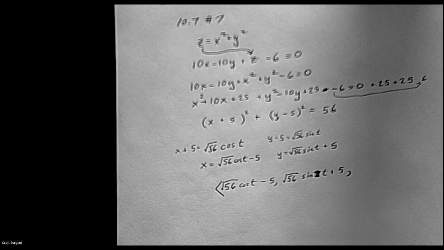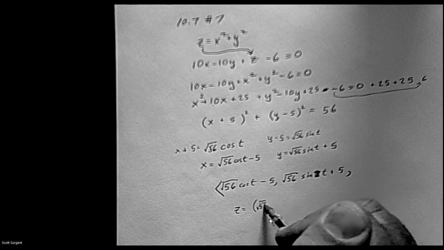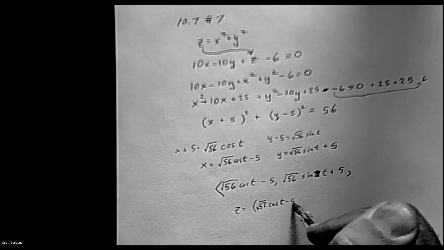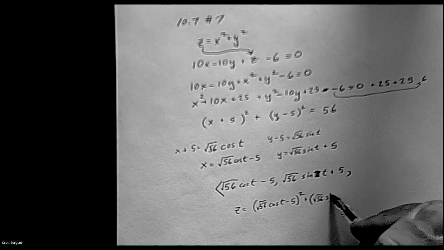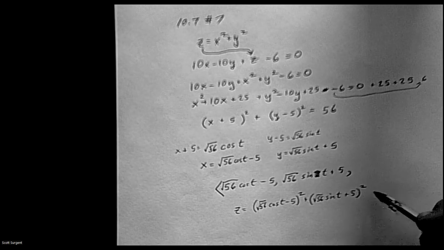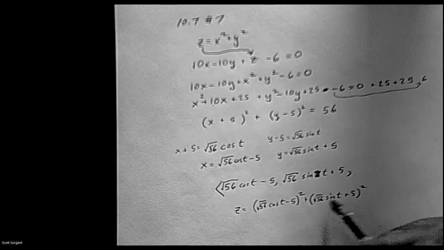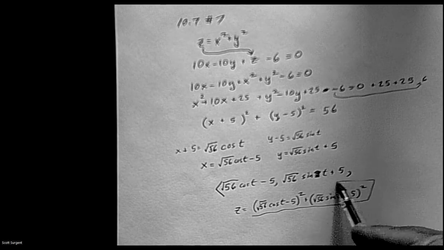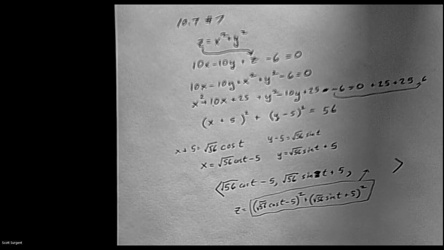And so Z would be root 56 cos t take away 5 quantity squared plus root 56 sine t plus 5 quantity squared. And honestly, I would probably just leave it. You can FOIL this all out. It should clean up, but I'm not so sure you need to go through that hassle. I would just take the whole thing in this form and just blob it in there, and there you are.